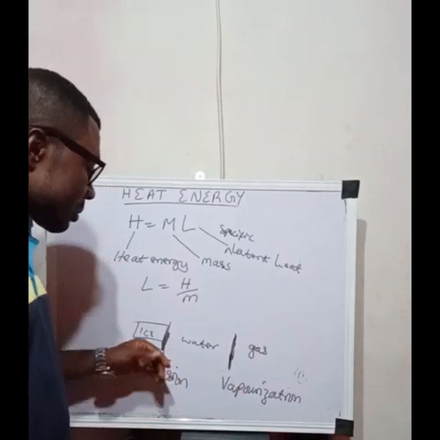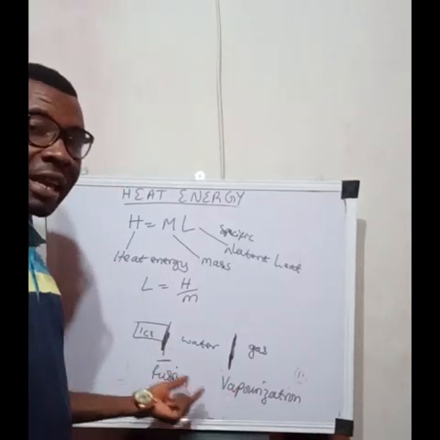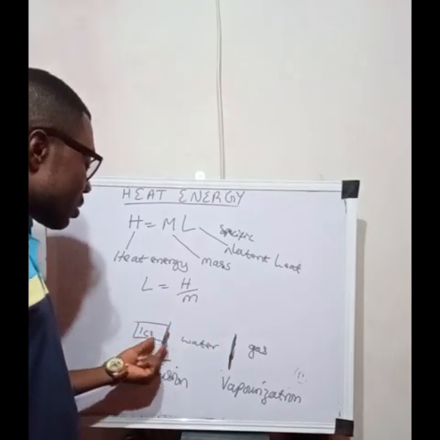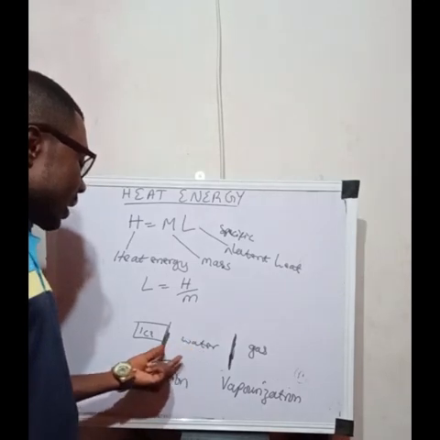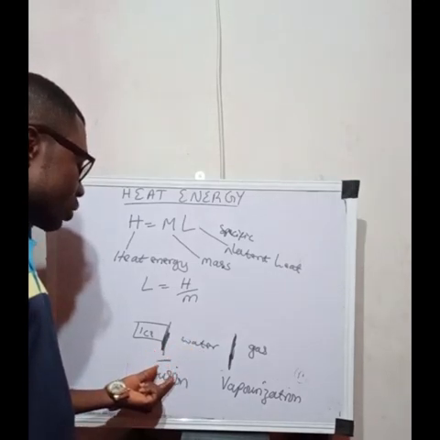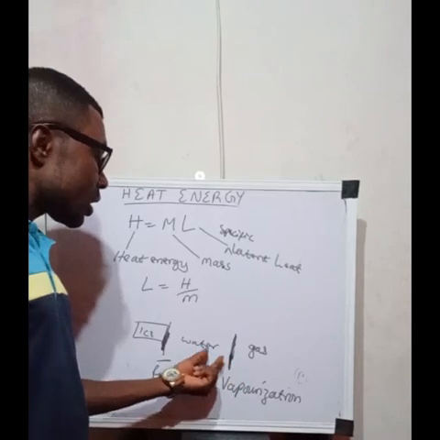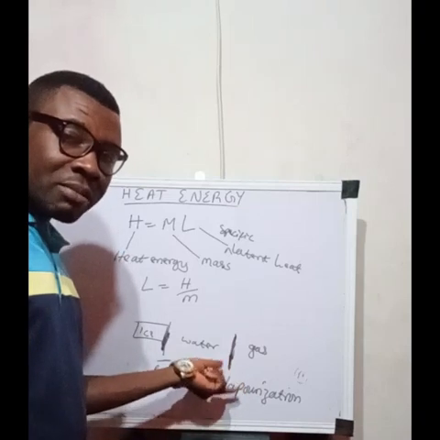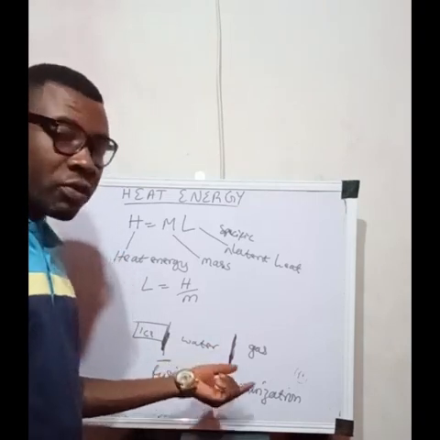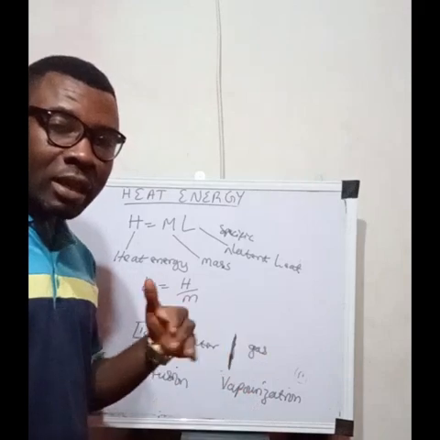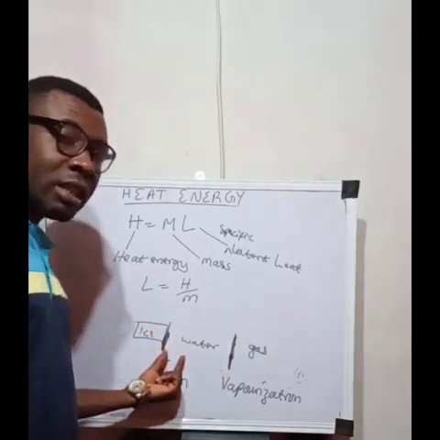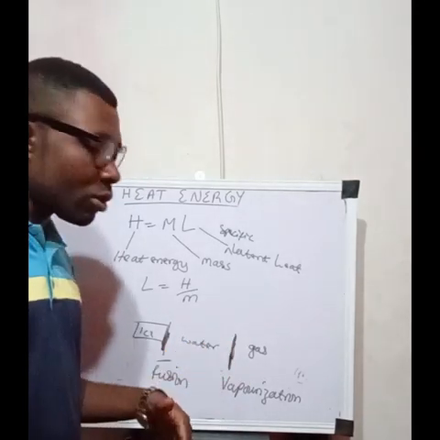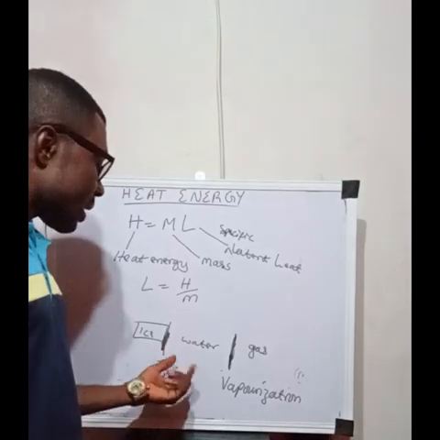You must mention that both in fusion and in vaporization, that it is at constant temperature. The quantity of heat required to change a solid body to a liquid body is latent heat of fusion. The quantity of heat required to change a liquid body to gas at constant temperature is latent heat of vaporization. Of course, if you have mentioned the melting point, it is constant temperature. If you have mentioned the boiling point, it is still constant temperature. So that is what we mean by latent heat.